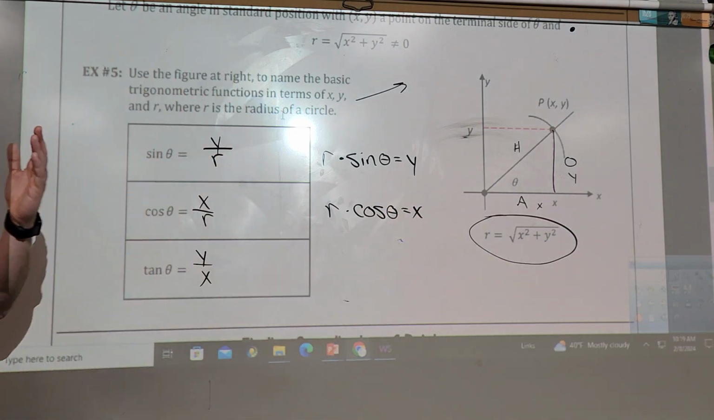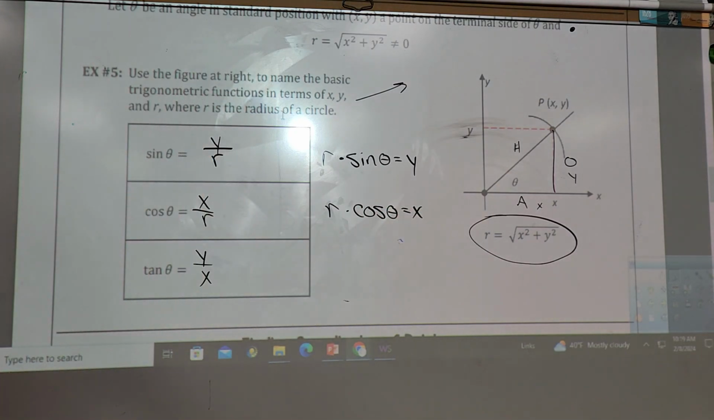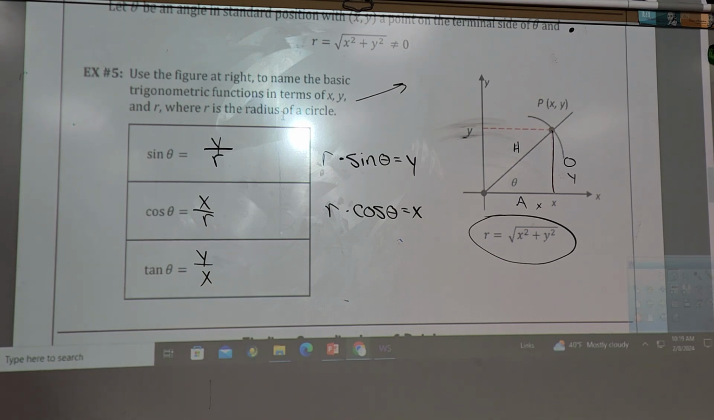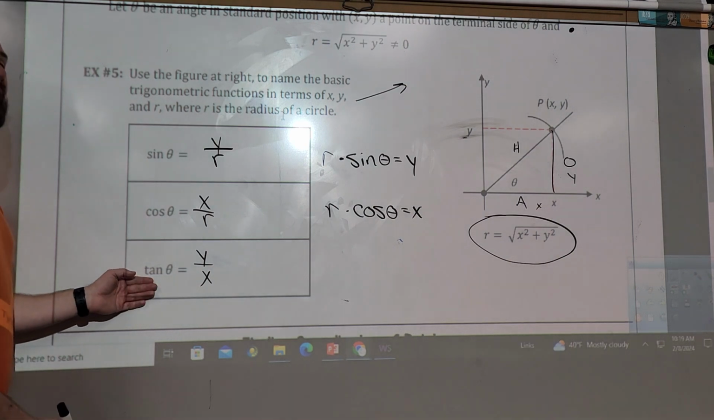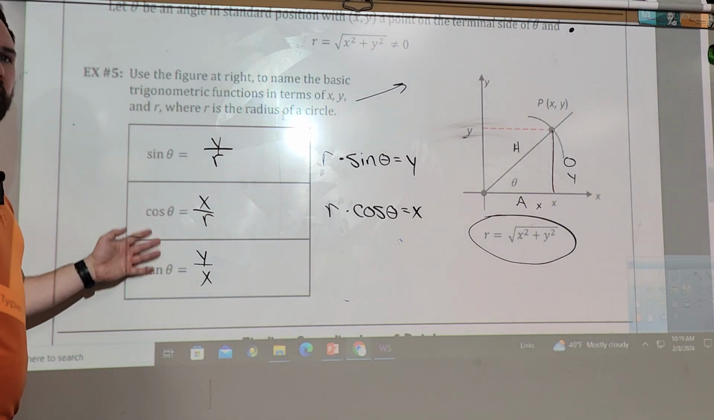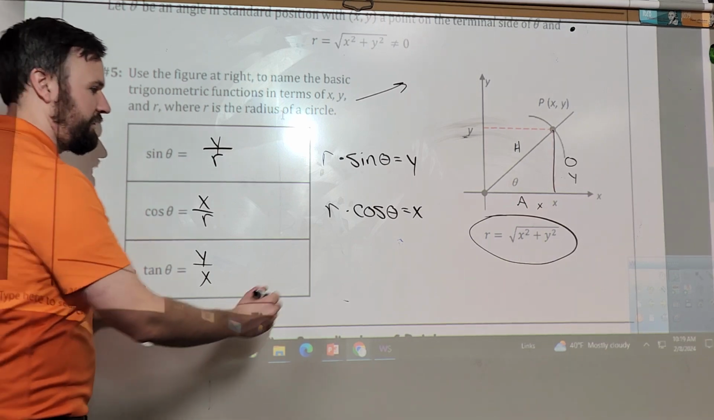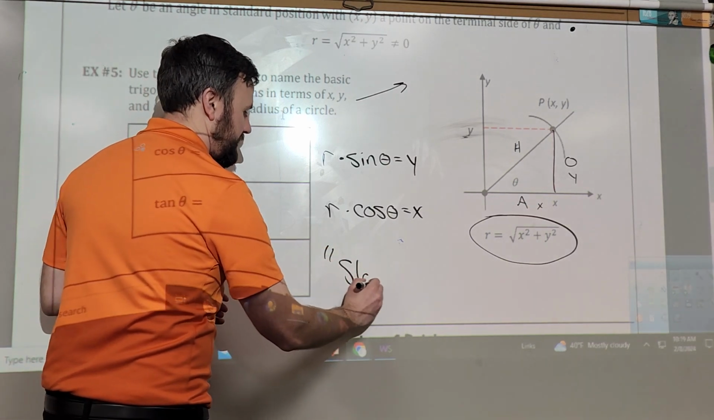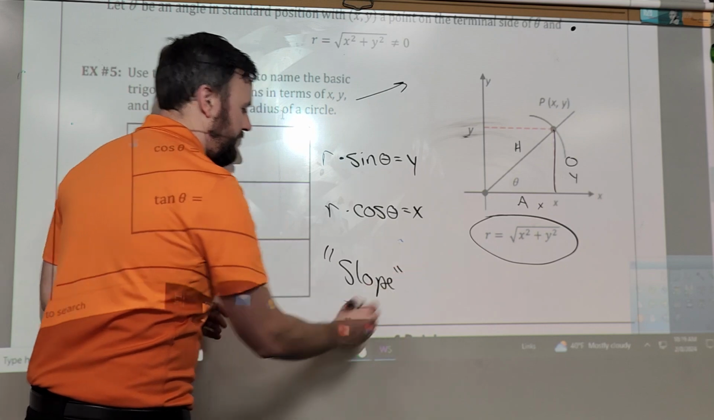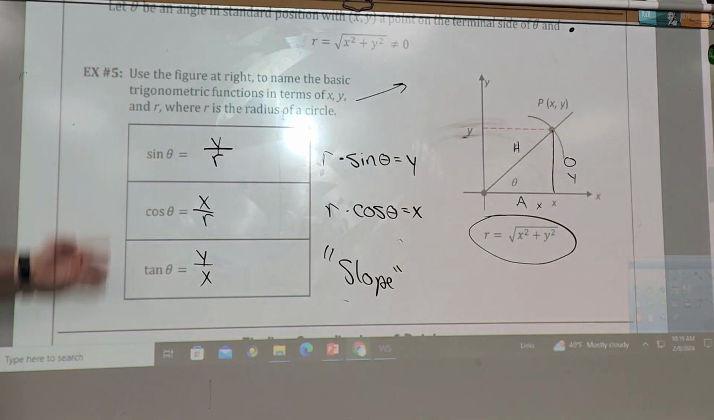So again, I have an airplane flying at 315 degrees, going 300 miles an hour. Can I turn it into an xy coordinate now? I can. I need an angle and a radius. If I have those two things, I can convert anything to a coordinate. What's tangent going to be? That's going to be my slope, right? Tangent's my slope of my xy coordinate.